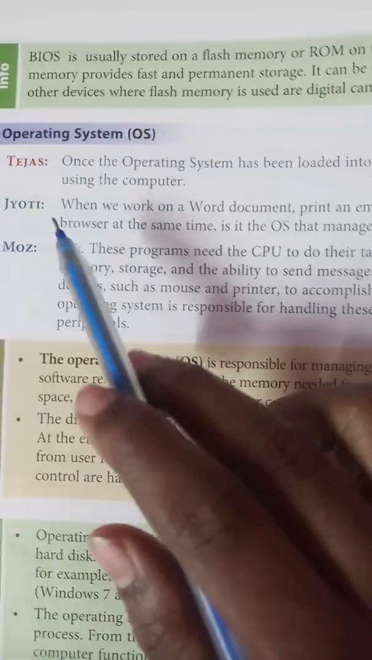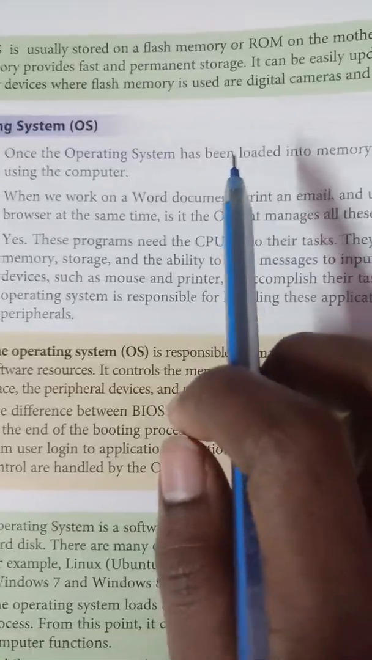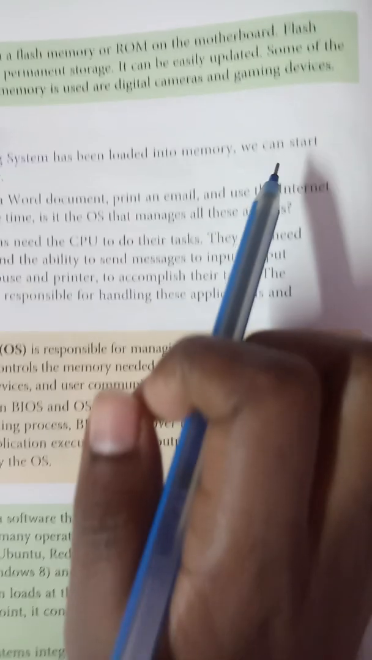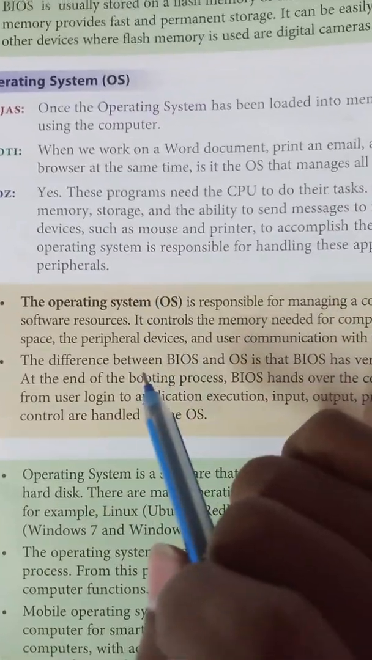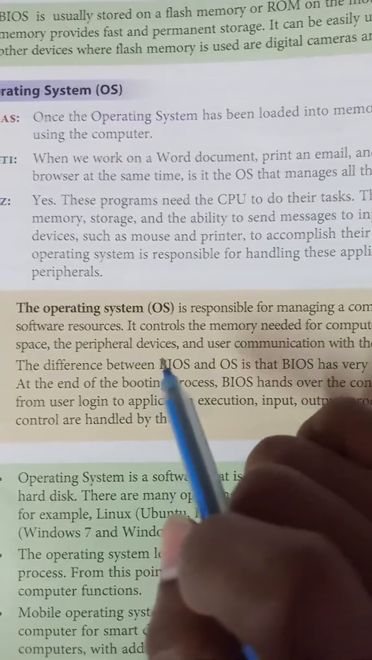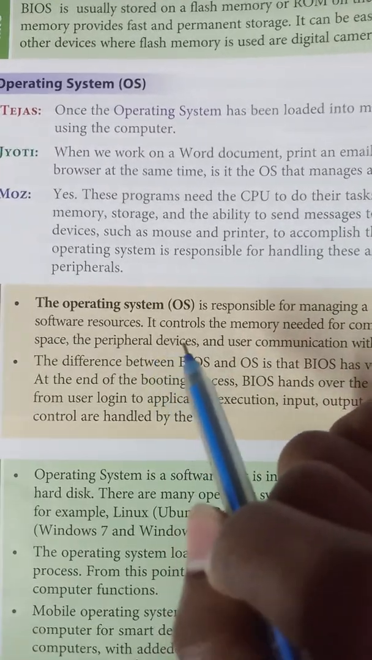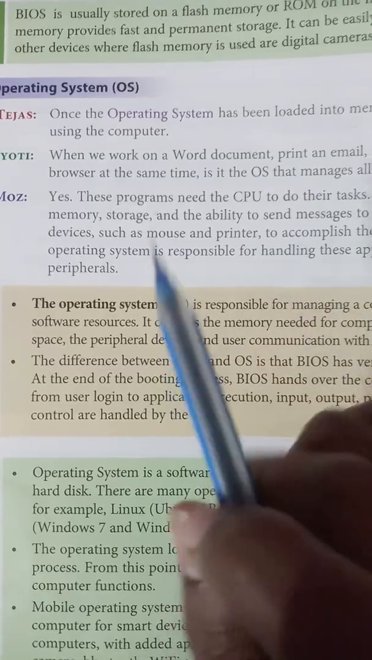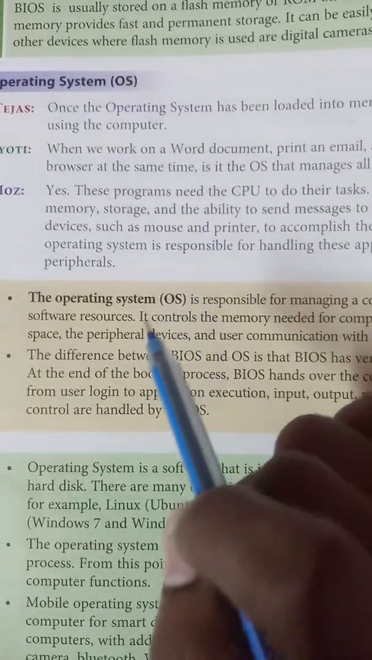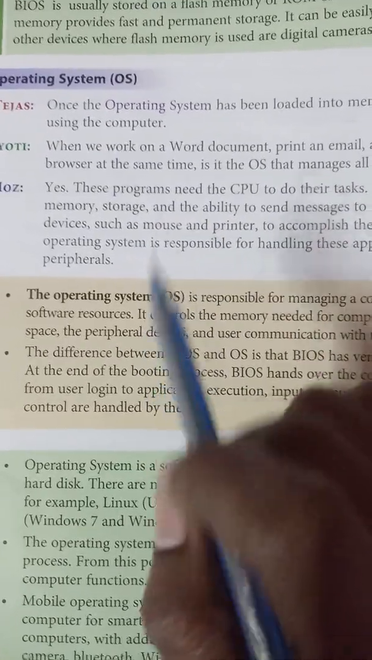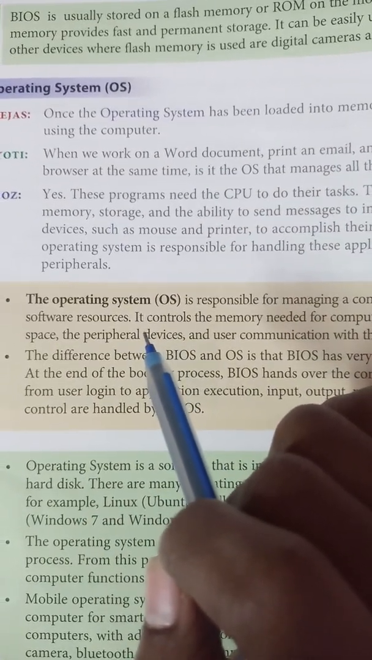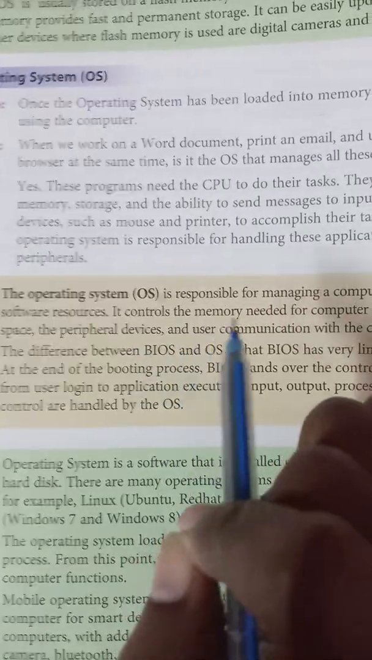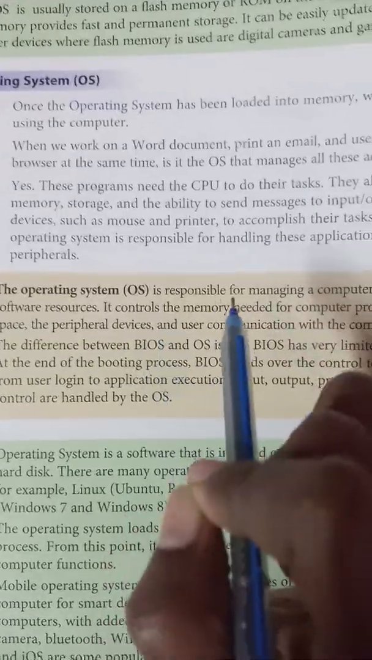Take page number 20. Operating system. Once the operating system has been loaded into memory, we can start using the computer. So first we need to install the BIOS software. Then the BIOS software will automatically install our OS. Once the OS has been installed, we can start working on the computer. Okay. So what is the abbreviation of BIOS? Basic Input Output System.